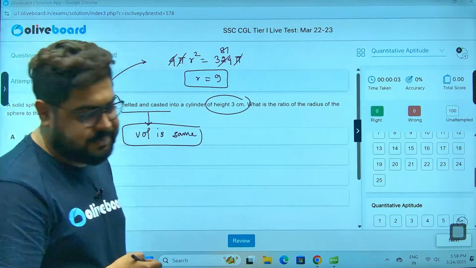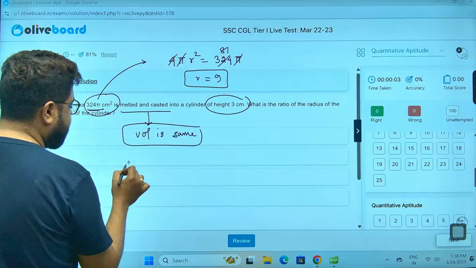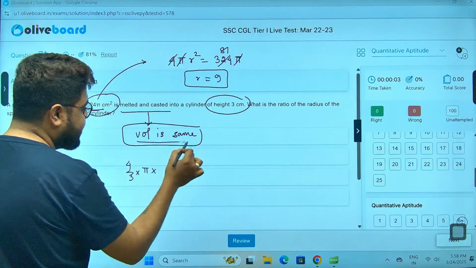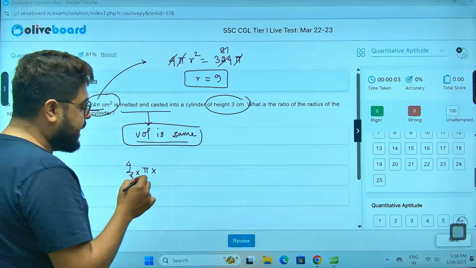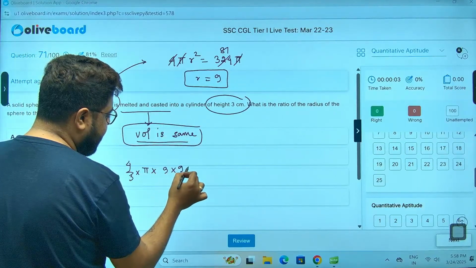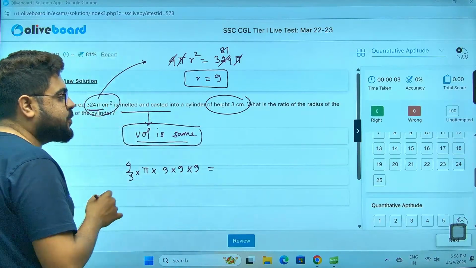Now, if it is 9, then volume will be what? 4 by 3 into pi r cube, because the volume is the same. I'll make my equation on volume into r cube. R cube means 9 into 9 into 9. Do not do calculations in mensuration.